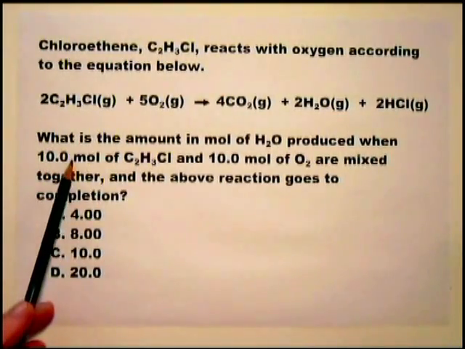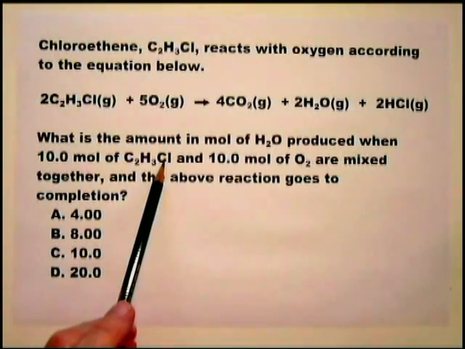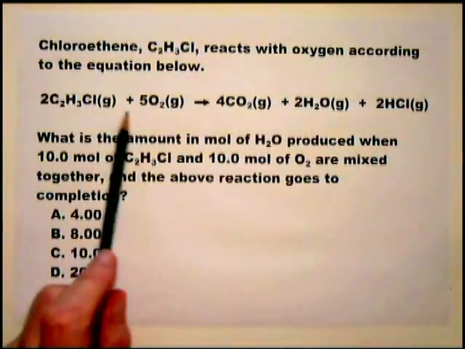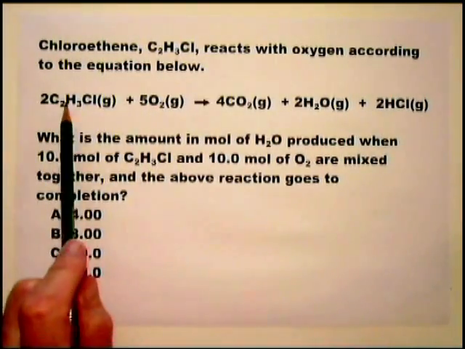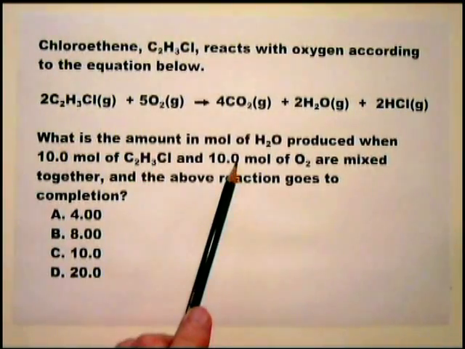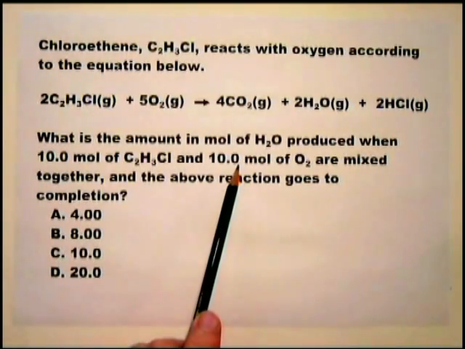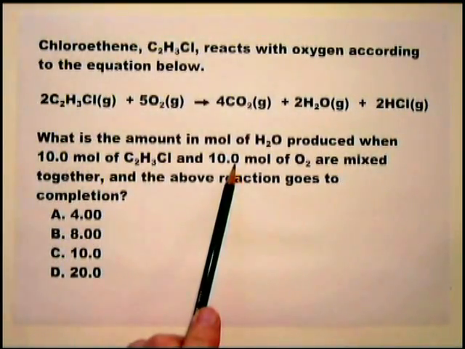So if there were 10 moles of C2H3Cl, then we're clearly going to need 5 times that of oxygen. That's 25 moles of oxygen. Actually, we've only got 10 moles of oxygen. Therefore, the oxygen is the limiting reactant in this case.